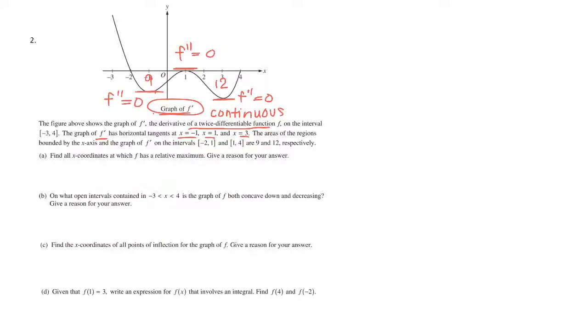Okay, find all the x coordinates at which f has a relative maximum, and then you have to justify your answer. And this one was 2 points. So all of the x coordinates in which f has a relative maximum. Well, let's just go ahead and start with our justification, because to me, if we can recite the rule right, then I can go look at the graph and grab it.